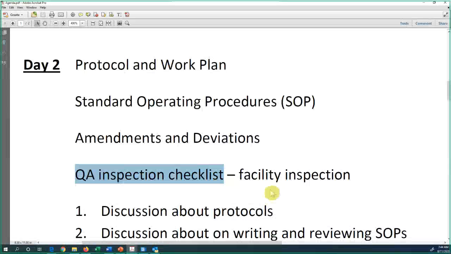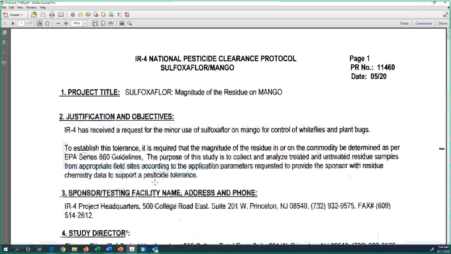I know when I do training, a lot of places, a lot of people are interested in the inspection, for example. Sometimes the QA, sometimes the lab people, they want to get prepared for the inspections. So we will go through this. Let's go to the protocol first. You can find the IR4 protocol easily. You just type IR4 in the Google search. Then you will find the IR4 project there.